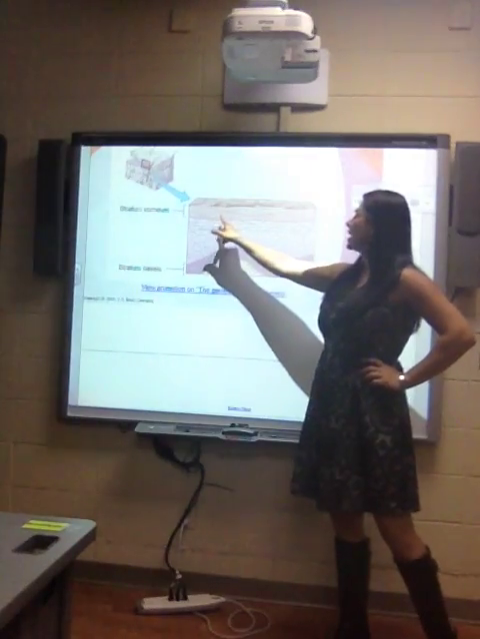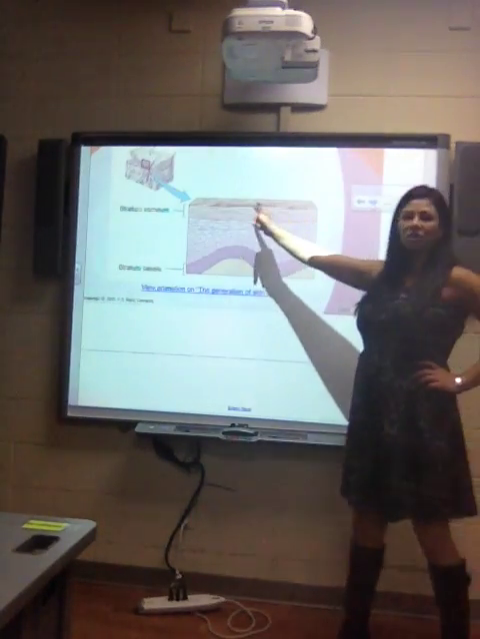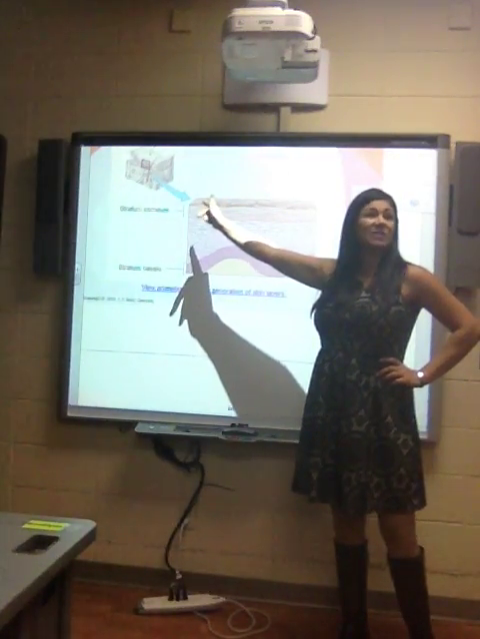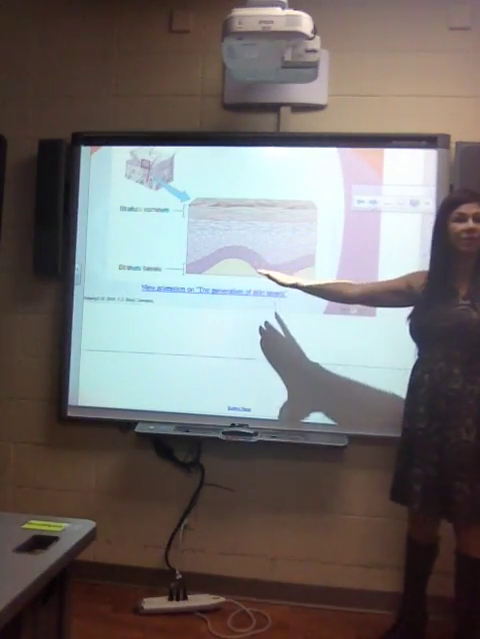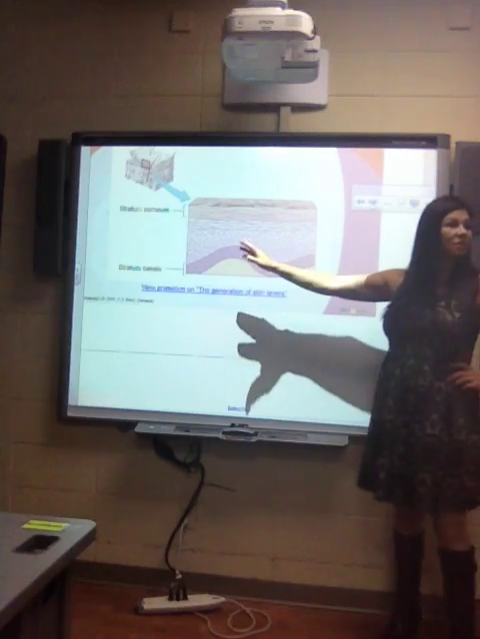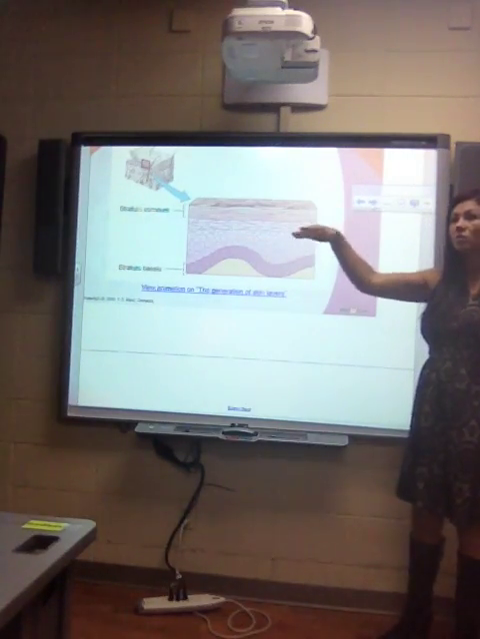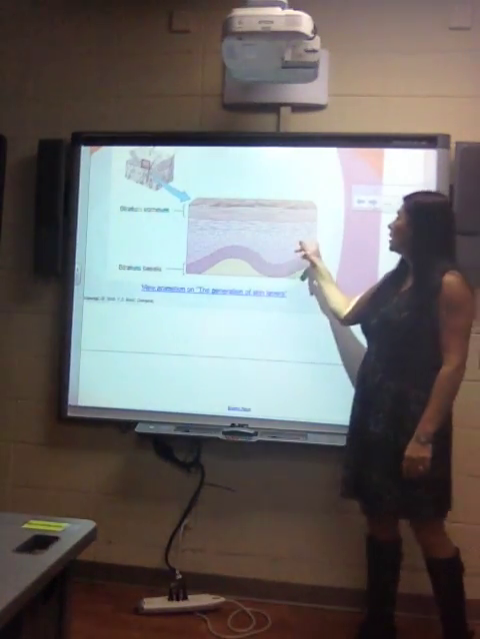Another thing about these cells, they are dead and they're keratinized. So that means they're protective. They're going to protect all these other layers underneath. They're water resistant, so they keep things out and they keep things in.